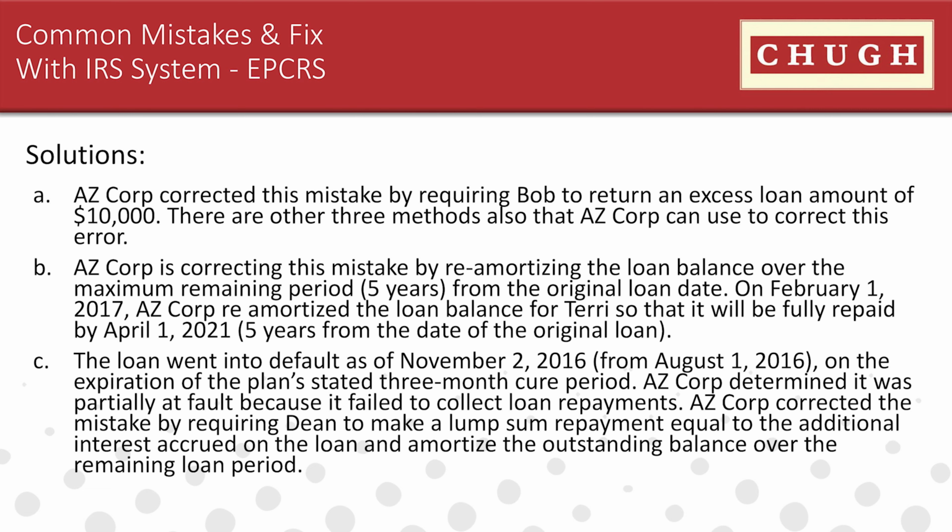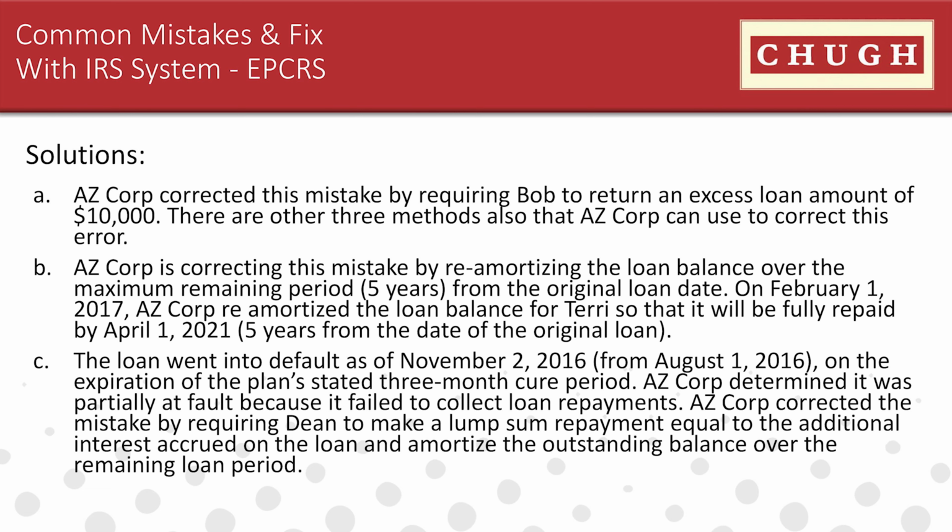Now, the third mistake solution. The loan went into default as of November 2, 2016, from August 1st, 2016. On the expiration of the plan-stated 3-month cure period, AZ Corporation determined it was partially their fault because it failed to collect the loan repayment. So AZ Corp corrected the mistake by requiring Dean to pay a lump sum repayment equal to the additional interest accrued on the loan and amortize the outstanding balance over the remaining loan period.